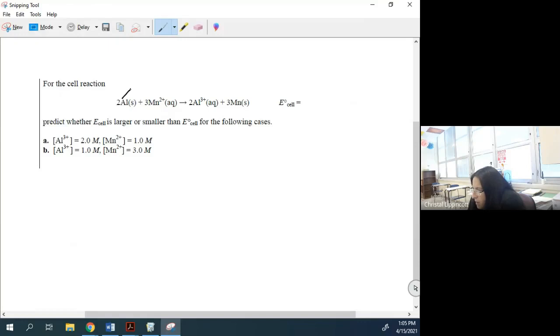If you look this up on the reaction potentials, you will see that this has a negative 1.66, and my manganese here is going to be a negative 1.18. I had to pay attention when I was looking these up. I saw that this aluminum was losing 3 electrons, and I saw that this manganese was gaining 2 electrons. So if we wanted to, we could go through and balance this redox reaction.